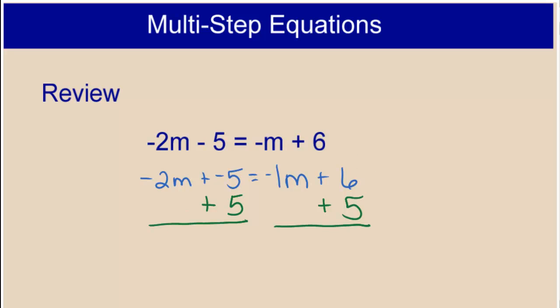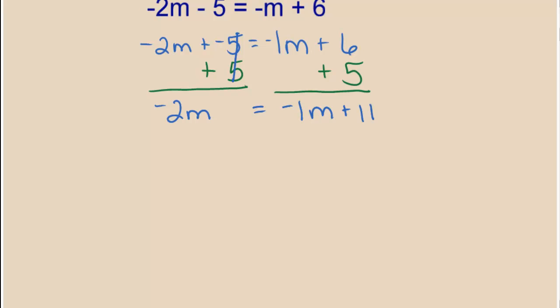So now I'm going to simplify. When I simplify, the -5 and the +5 cancel. I'm left with -2m on the left side, and on the right side, the 6 and 5 add to equal 11, so I'm left with -m plus 11. Now notice I wrote it as -1m. Again, you don't need to write it as -1m. Eventually you'll just write that as -m. However, again, I'm going to use it to help you think through the steps.